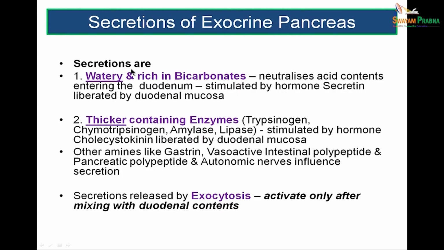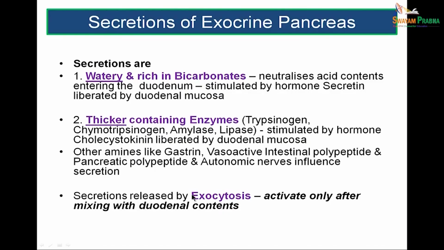What are the secretions of an exocrine pancreas? The first is a watery secretion, very rich in bicarbonates, neutralizes the acid contents of stomach entering duodenum. The second type is a thick secretion containing enzymes like trypsinogen, chymotrypsinogen, amylases, lipases. You get other amines like gastrin or vasoactive intestinal polypeptide also secreted by exocrine pancreas.